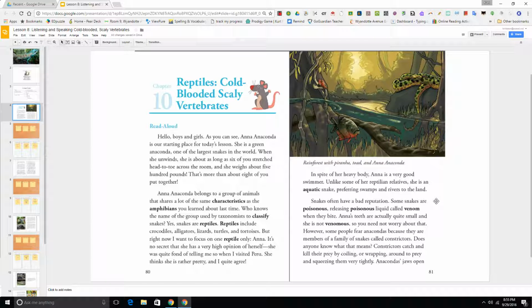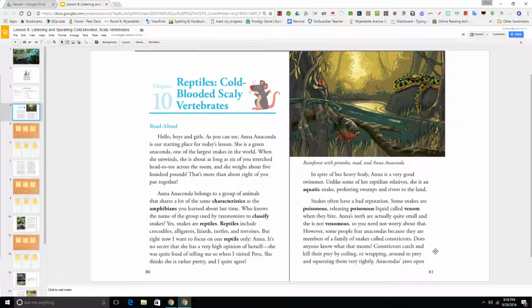Snakes often have a bad reputation. Some snakes are poisonous, releasing poisonous liquid called venom when they bite. Anna's teeth are actually quite small, and she is not venomous, so you need not worry about that. However, some people fear anacondas because they are members of a family of snakes called constrictors. Does anyone know what that means? Constrictors catch and kill their prey by coiling or wrapping around the prey and squeezing them very tightly.